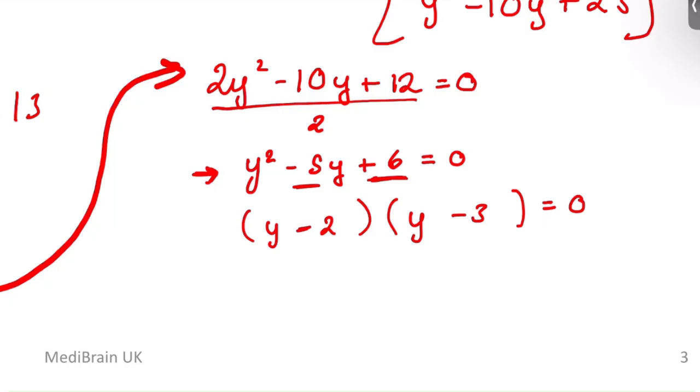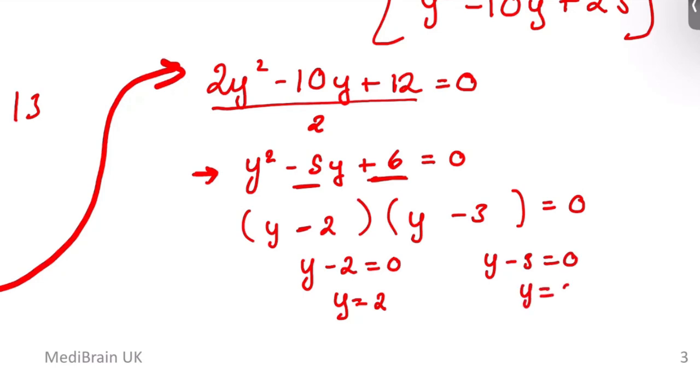So what are your two possibilities for y? You have y minus 2 equals 0, so y is equal to 2. And then you have y minus 3 equals 0, so y is equal to 3. So those are your two y values that you can have.